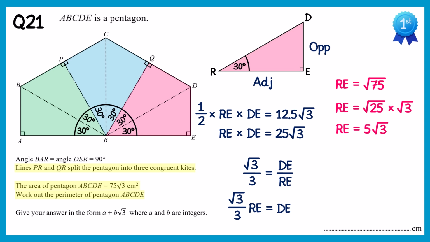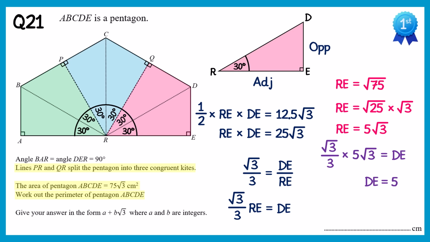But what about DE? Well, if we go back to this equation down here, we can substitute in the value of RE that we just found. So we have root 3 over 3 multiplied by RE, which is 5 root 3, equals DE. On the left-hand side here, if we multiply the root 3 by 5 root 3, we get 5 root 9, and then it's divided by 3, and this will equal DE. The square root of 9, though, is just 3, so we have 5 times 3, which is 15, divided by 3, and 15 divided by 3 is 5. So DE must have been 5.